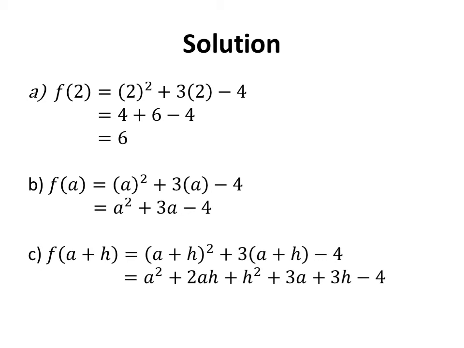Solution B: the input value is a letter, so we cannot simplify the answer any further. Therefore, f of a equals a squared plus 3a minus 4. Solution C: with the input value of a plus h, we must use the distributive property. Therefore, f of a plus h is given as in the slide.